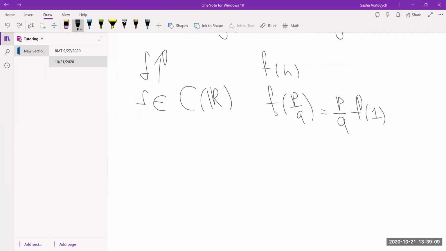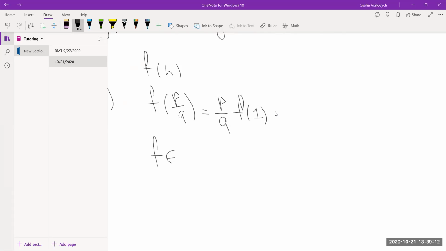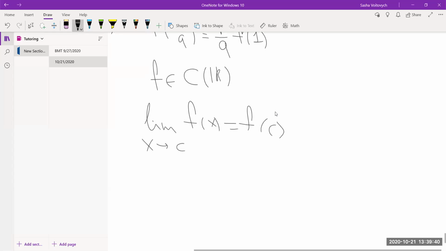However, if f is continuous, then we know that the limit of f(x) as x approaches c is equal to f(c). So let's take an irrational number and approach it with a sequence of rational numbers. If we want to figure out the value at an irrational point, f(r), we know it is equal to the limit of f(x) as x approaches r.